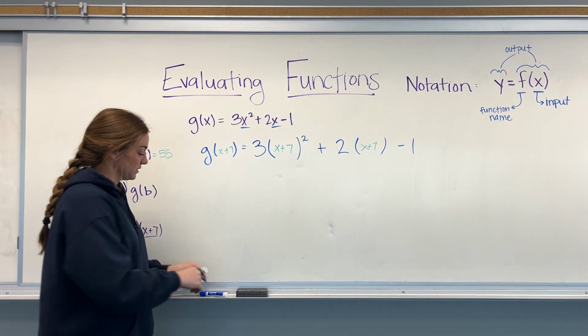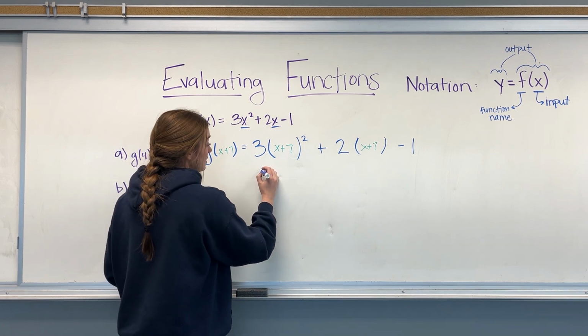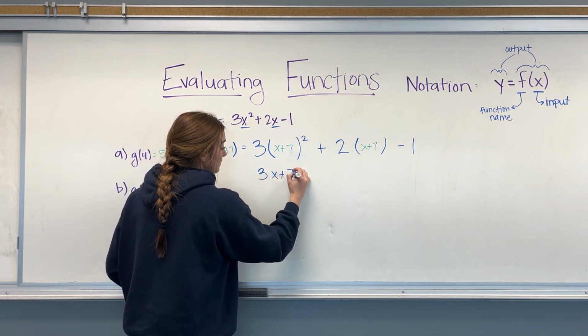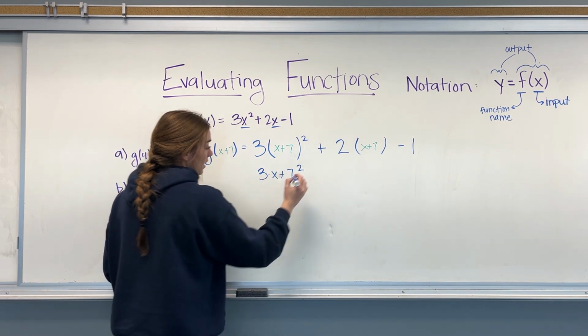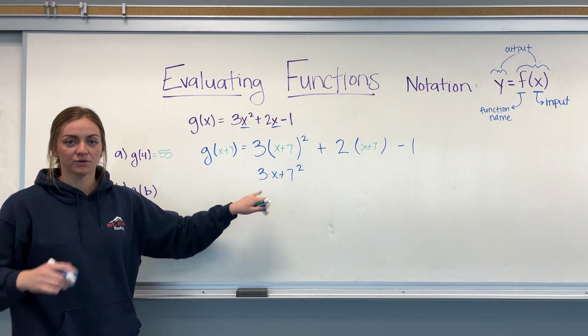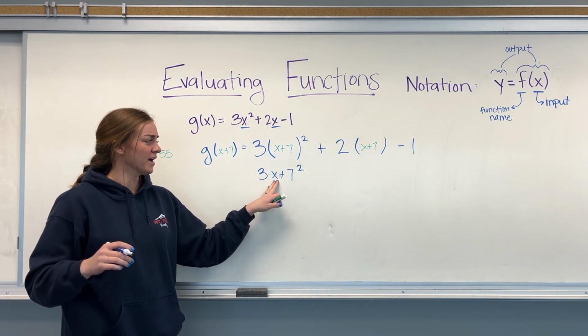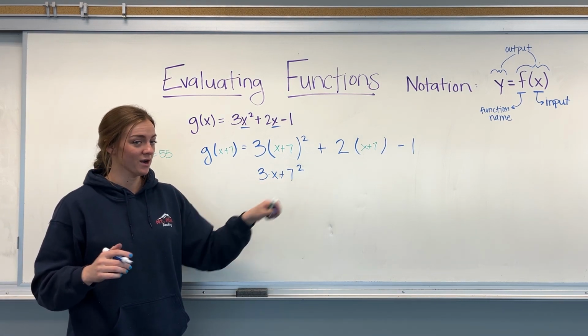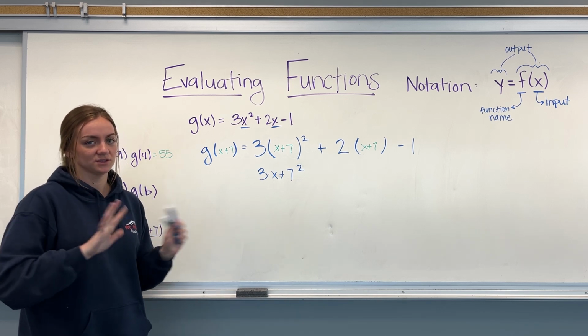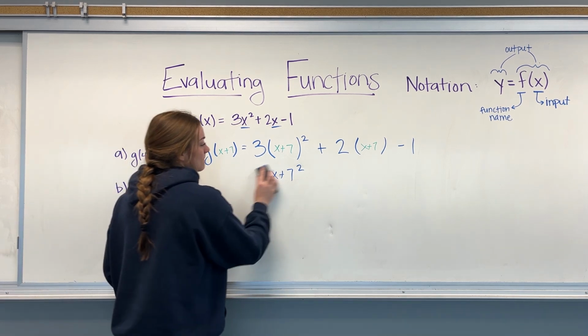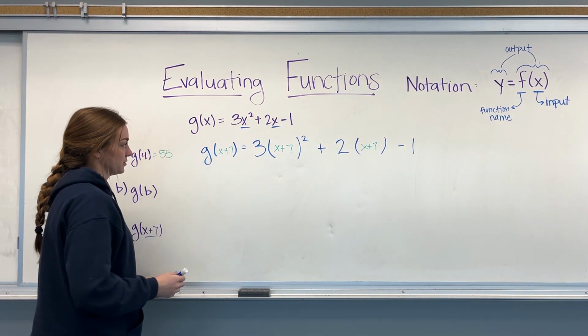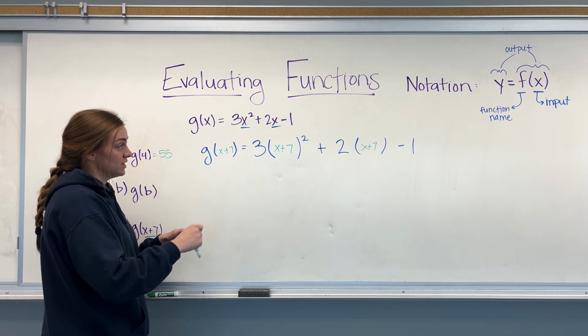We're not confused. Had we not written parentheses, it would look something like this. And that is really confusing. You're not sure, is it 3 times x plus 7 squared? So make sure you write your parentheses so you're not confusing yourself when it comes to the algebra. So then we just continue solving.